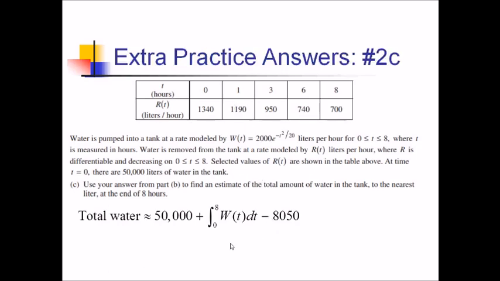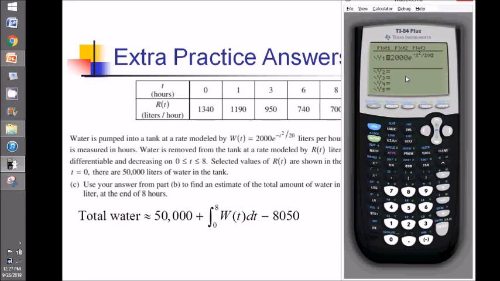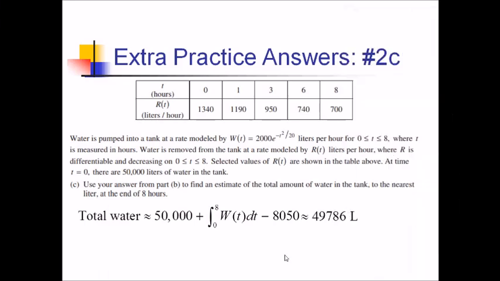So let me plug this in the calculator. To help me with this, I'm going to put this W of t function in my y1 for y equals, and then quit out of there. So I've got 50,000 plus the integral, so plus math 9, from 0 to 8 of, well, we just put that in y1, so alpha trace y1 dx, and then I'm going to subtract from all that the 8,050 that I got in part B, getting a grand total of, to the nearest liter, 49,786. And again, that's liters.